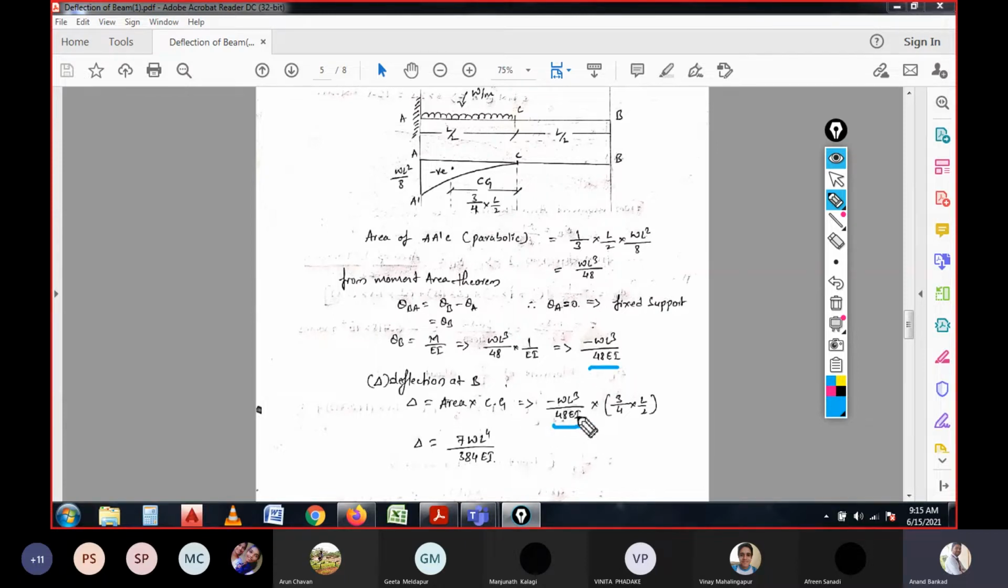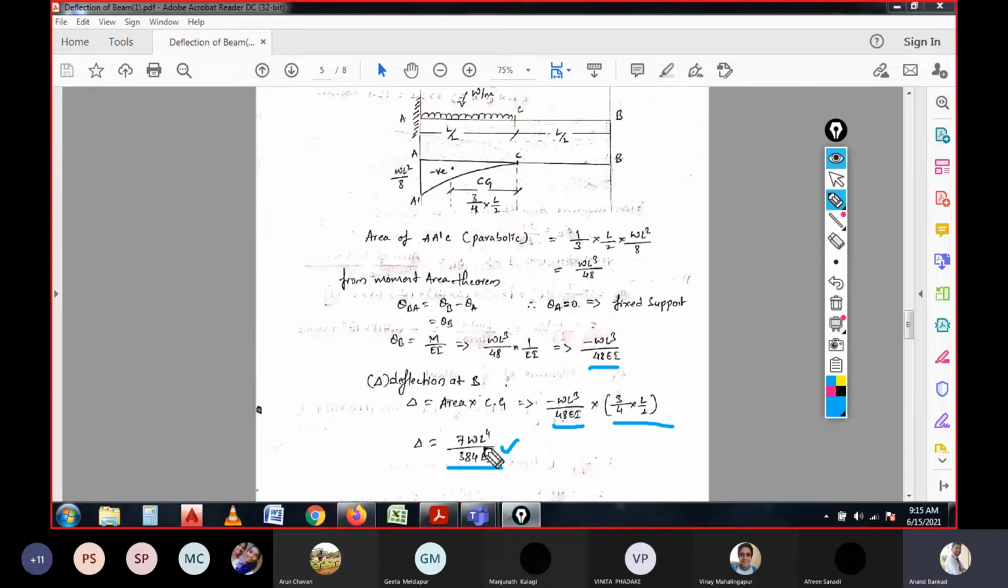So instead of this, we need to multiply by the CG of the triangle. So CG is 3/4 of L by 2, just 3/4 of L by 2 we are referring, and that will be a total of 7WL⁴/384EI. So that is the total deflection.